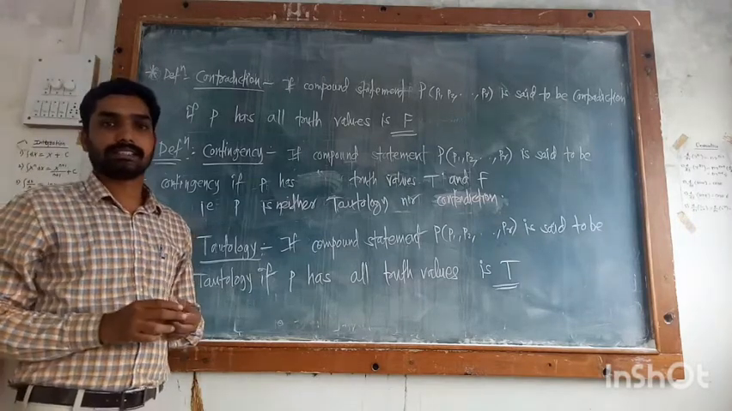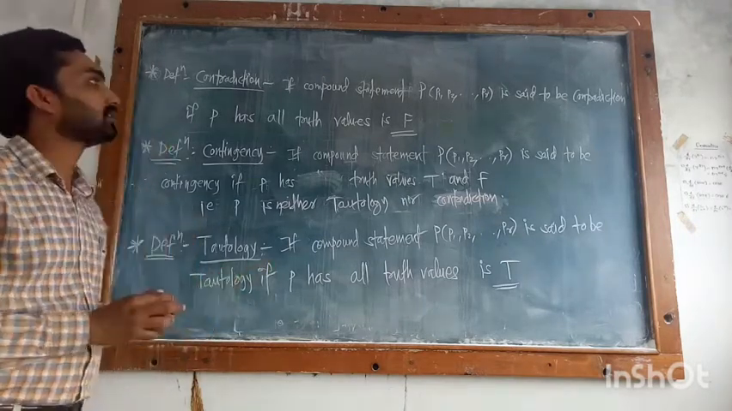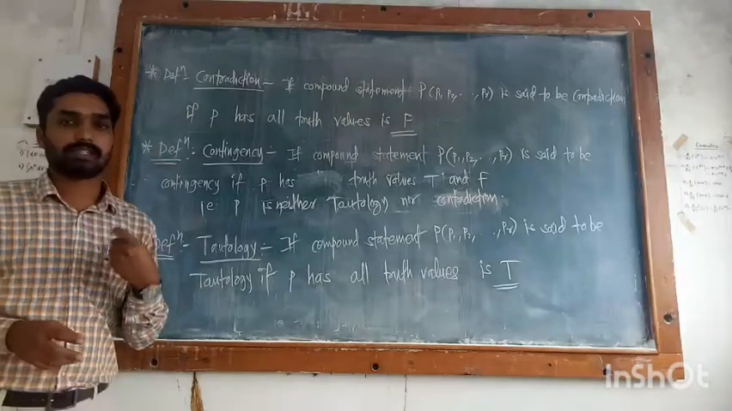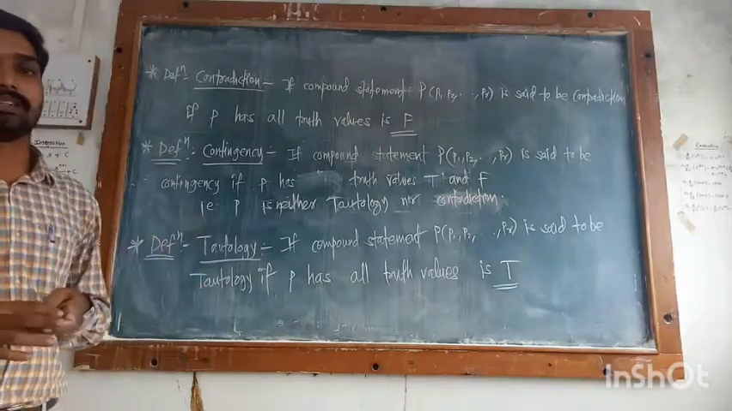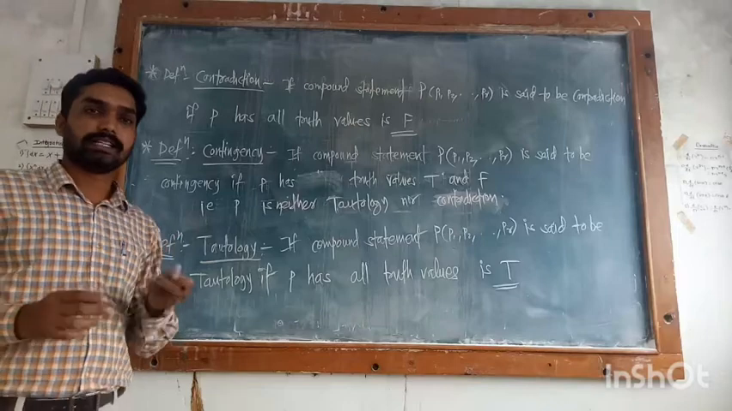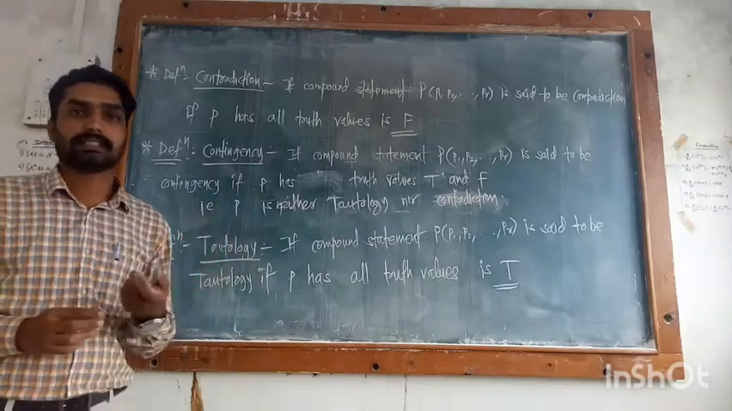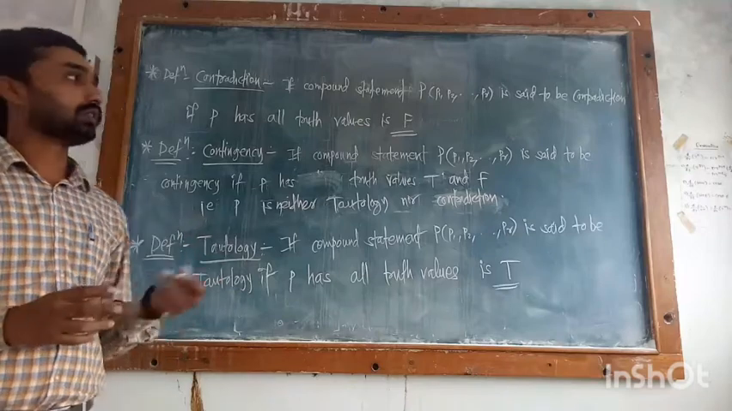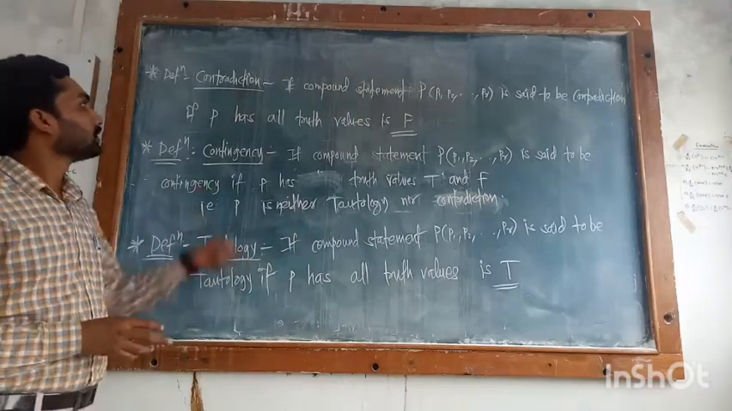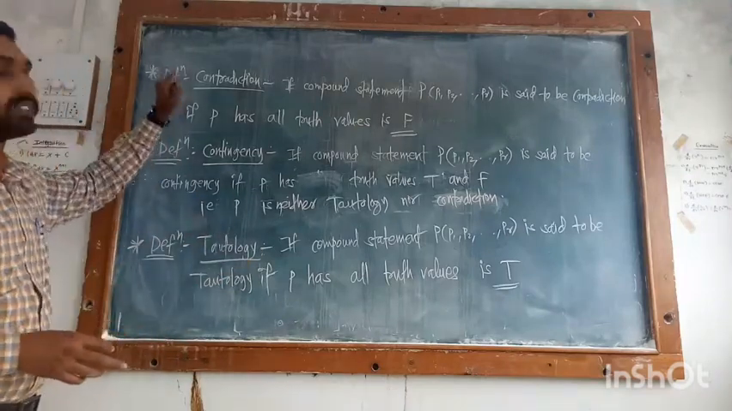We have to discuss three definitions: what do you mean by tautology, what do you mean by contradiction, and what do you mean by contingency? If those three cases occur in your given compound statement, we have to discuss them one by one. So let us define the first definition.